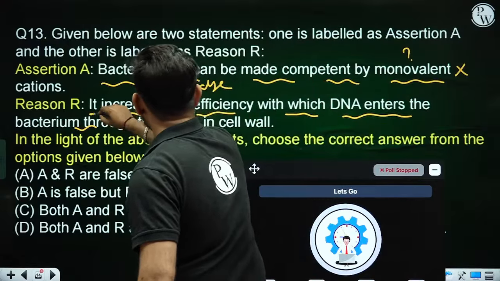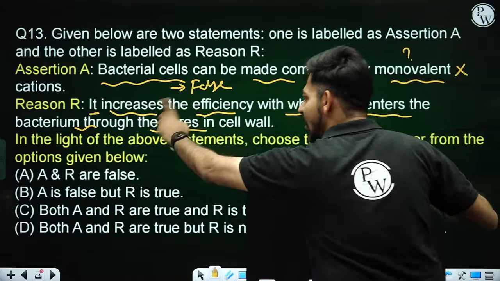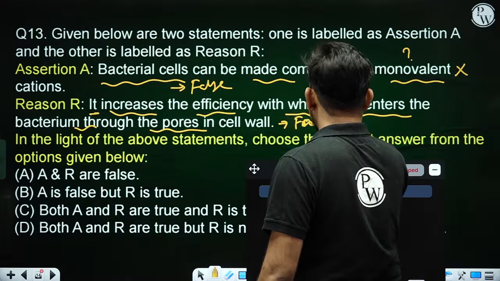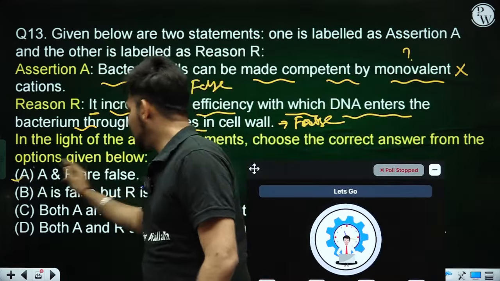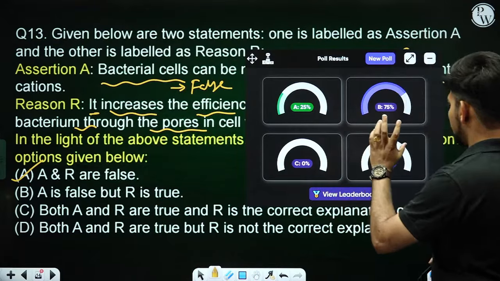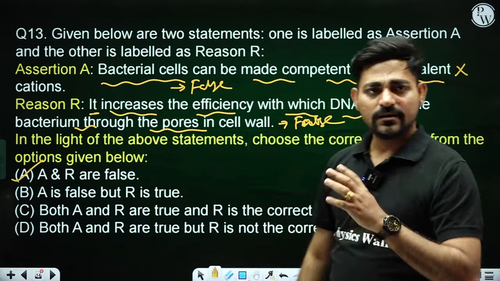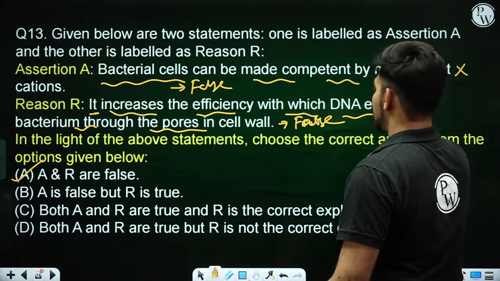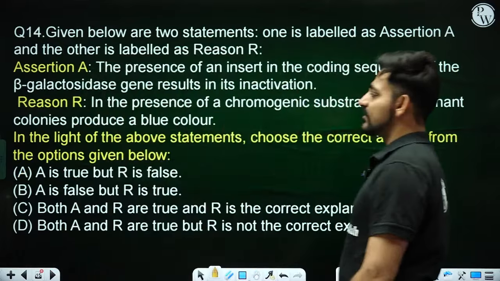And because the assertion is false, the reason for this particular question is referring to increased efficiency. That means monovalent cations cannot increase the efficiency, so the reason will also be false here. So both assertion and reason are false for this particular question. Okay, so 25% of you have given the right answer. I think many of you have overlooked this monovalent cation part. Now let's move forward to the next question.